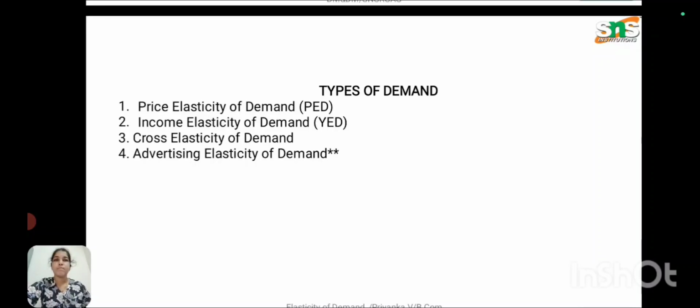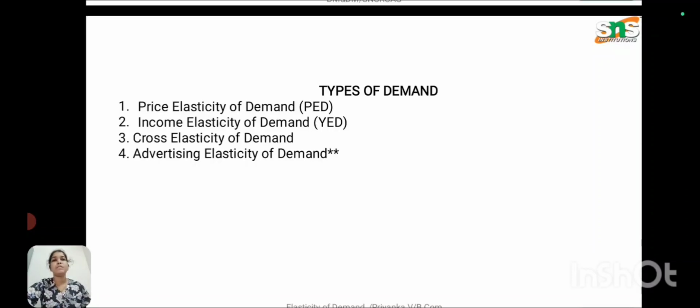The last one will be the advertising elasticity of demand. There is also advertising elasticity of demand, which tells us how demand changes when advertising or promotion increases. When a company spends more on advertisements, demand for a product may rise. This is especially true for products like soft drinks, mobile phones, and cosmetics.